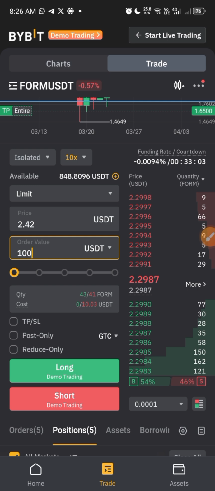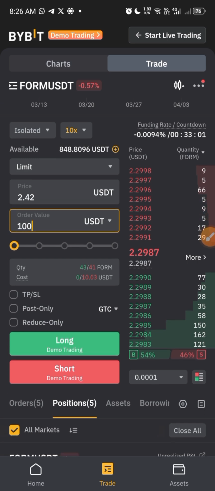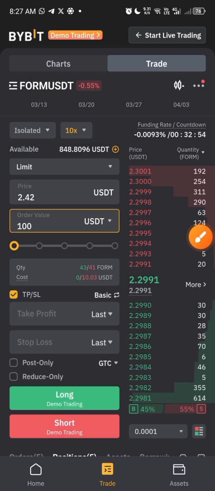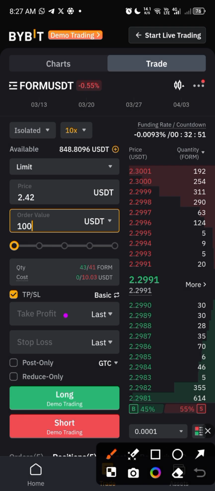Now I have put the amount I want to use there. Now let me come to TP. You can see TP and SL here, this place. Click on that one, TP/SL. So you click on it. Now the first one is usually take profit. The second one is your SL, which is your stop loss.